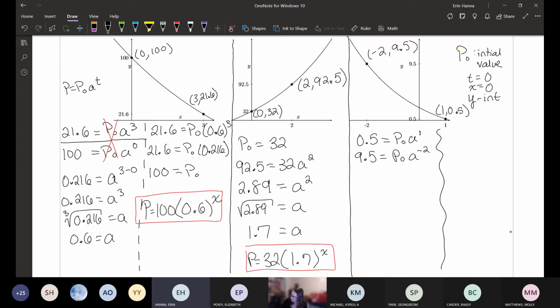Actually, I did a dotted line over there. Let me be consistent. So if we divide these two equations, 0.5 divided by 9.5 is, I'm going to take 4 decimal places today because that's what I feel like taking today. So 0.5 divided by 9.5 would be approximately 0.0526. We'd have a to the 1 minus -2, so we'd get a to the +3. And we would need to cube root that.